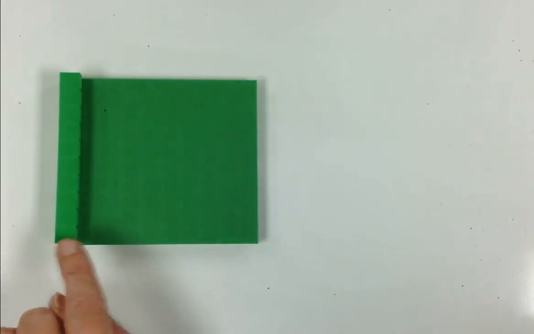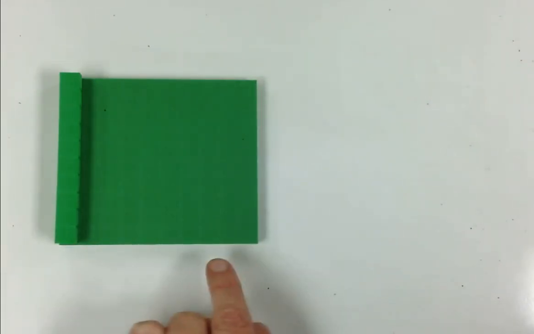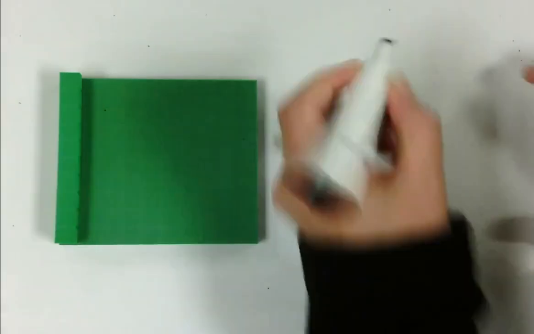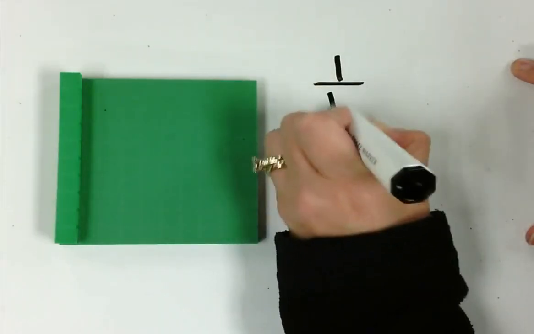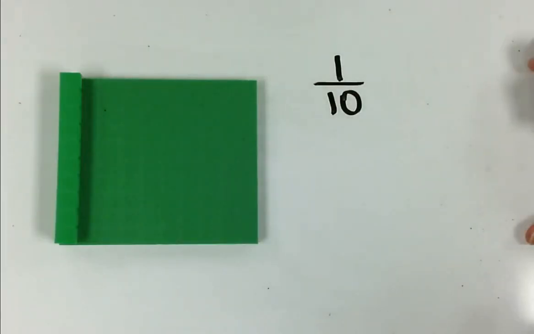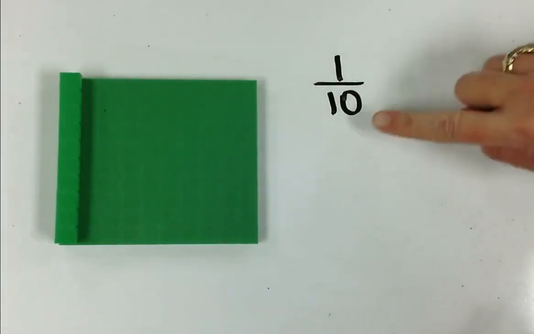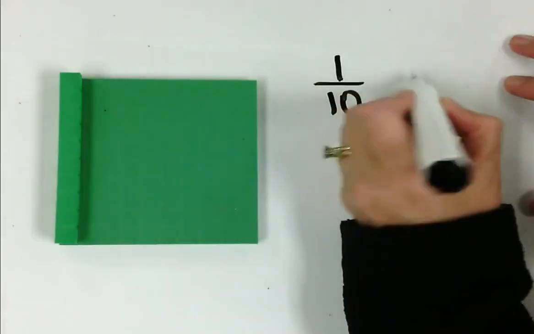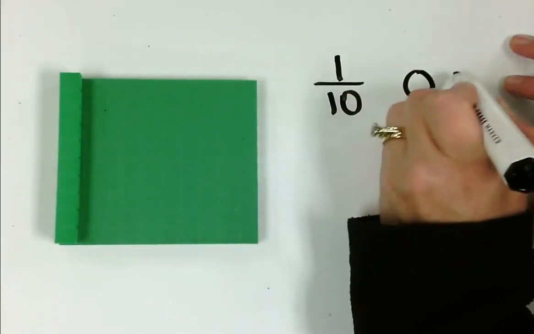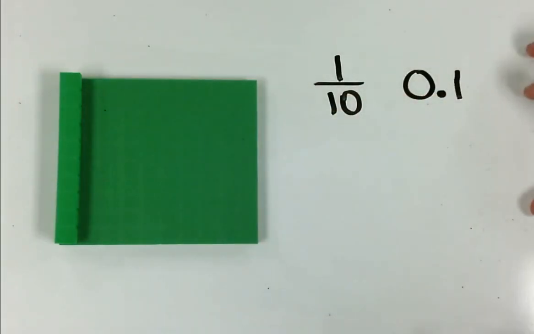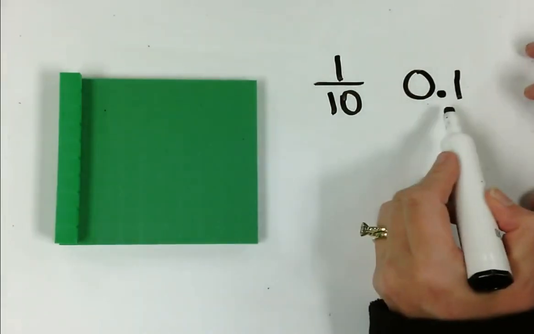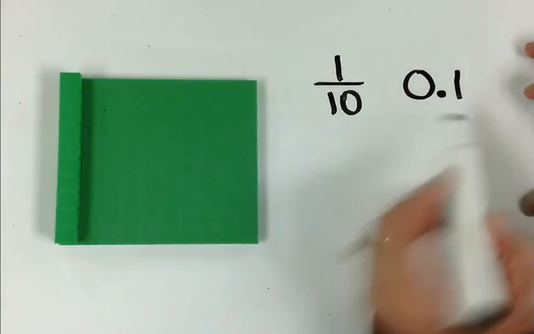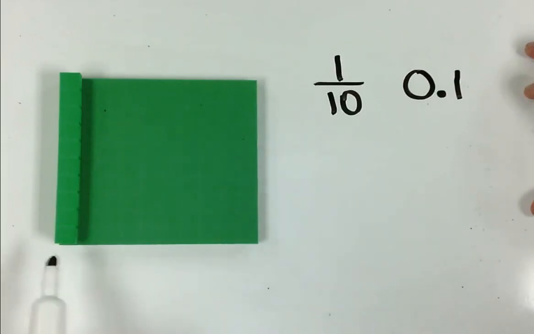I have one piece out of 10 pieces. And so that is 1/10. And then you can introduce that this is the way we write it as a fraction. This is the way we write it as a decimal. And we read this as 1/10. One piece out of 10. It's part of a whole.